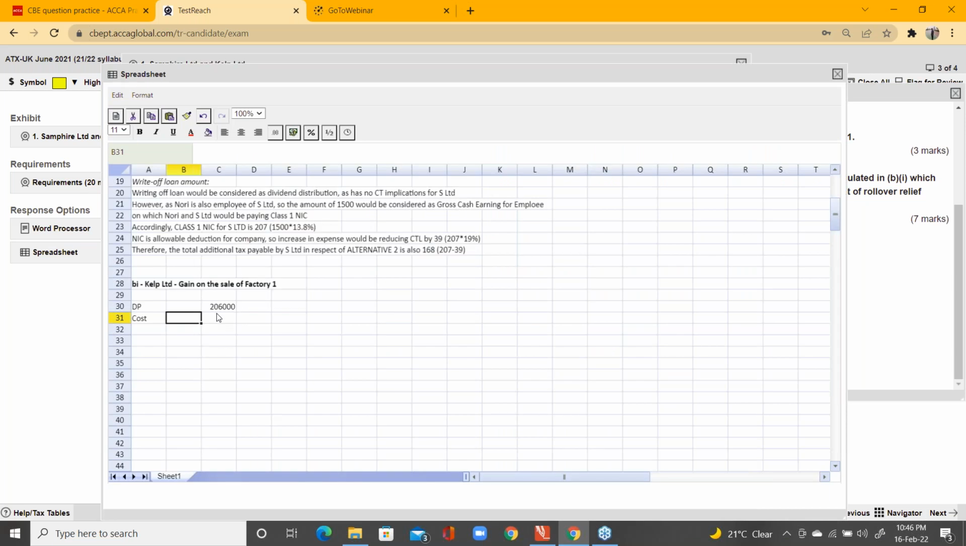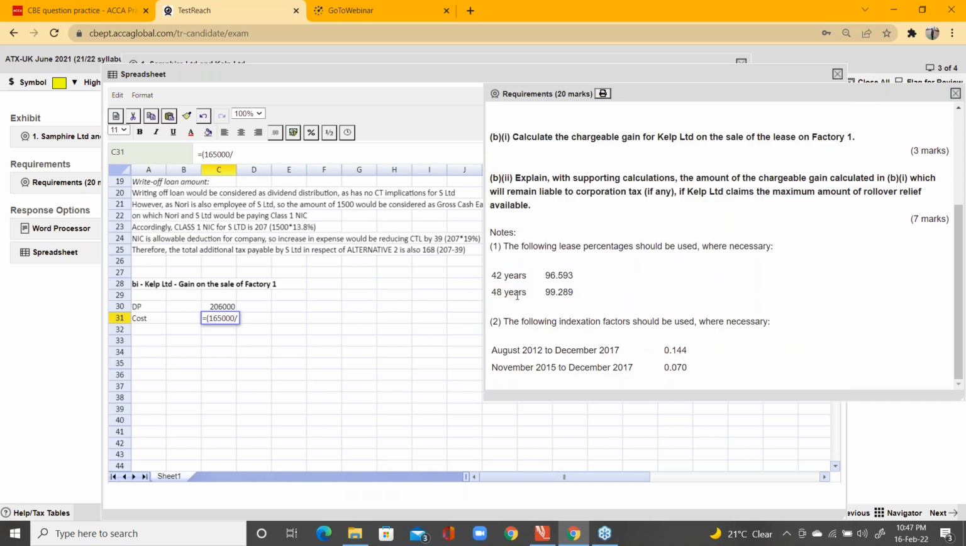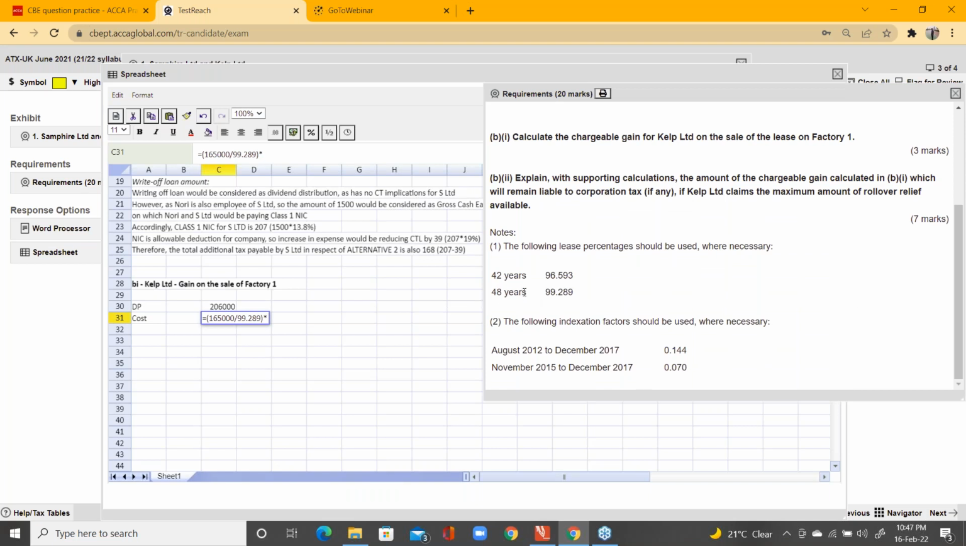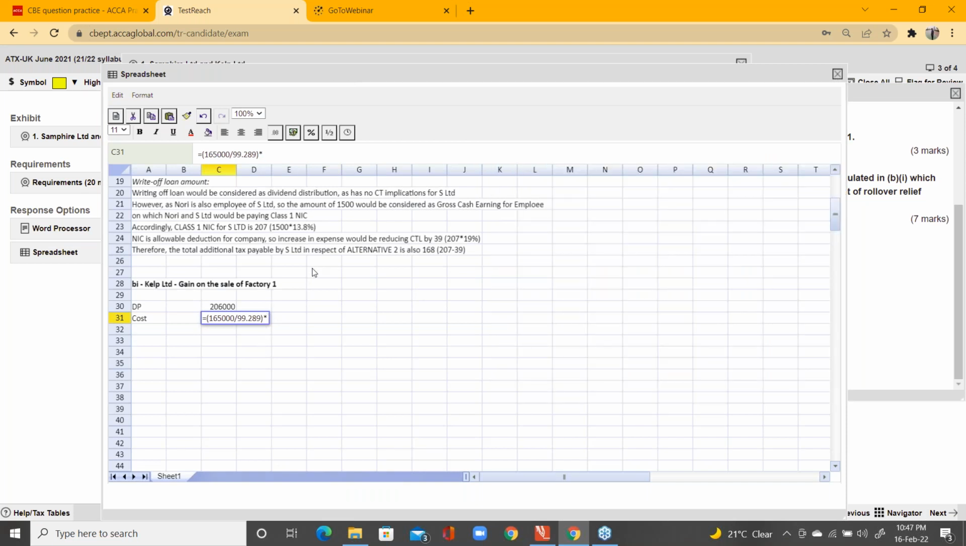How to calculate the cost now? It is equal to, bracket start, 165,000 total paid for acquiring, divided by the lease percentage for the total period of 48 years, which is 99.289, multiplied by the relevant lease percentage for the remaining life, 42 years, which is also given: 96.593. So the cost of the asset is calculated.